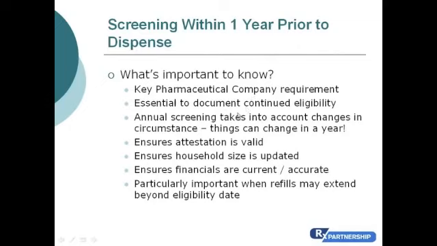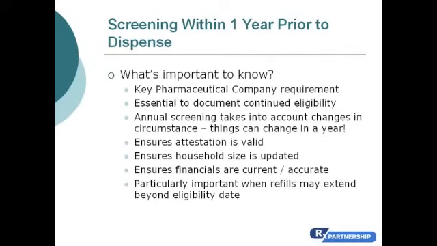This is really key when there may be refills that could extend beyond an eligibility date. You want to make sure that you're doing your rescreenings on a very regular basis, and certainly having systems in place to let you know when folks are about due for rescreening, or to let the pharmacy know when somebody is nearing the end of that time frame, or possibly their eligibility screening has expired.